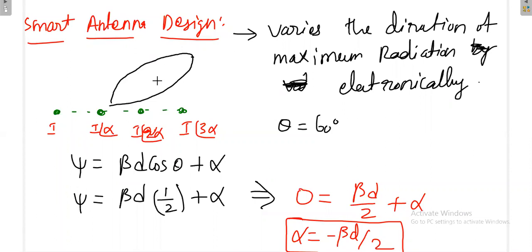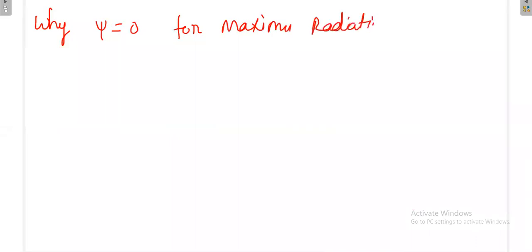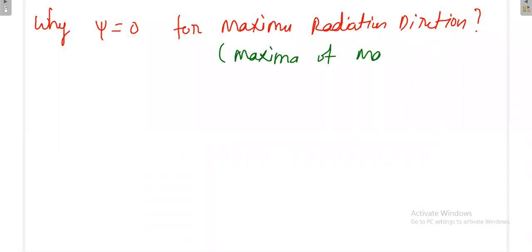Then finally, within 5 minutes, we'll see why psi is equal to 0 always for maximum. Whenever you want a maximum radiation, why is psi always 0? Why is psi 0 for maximum radiation direction? Maximum radiation direction is similar to the maxima of the major lobe.